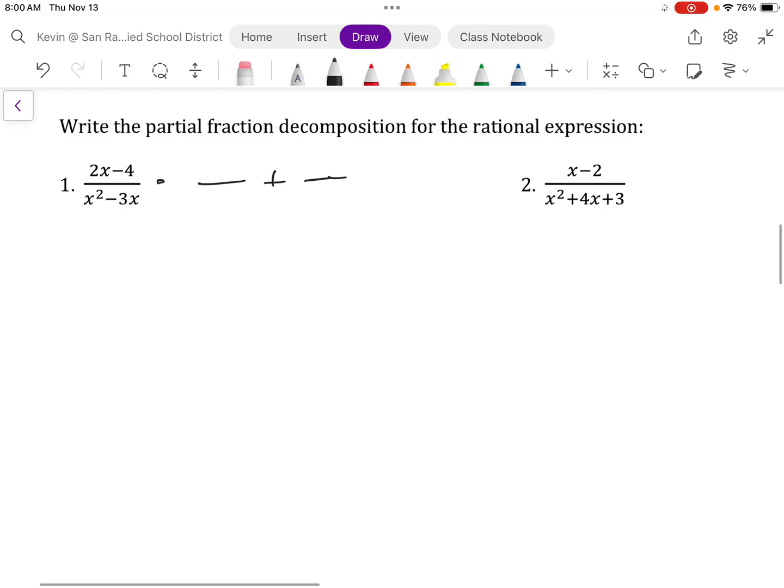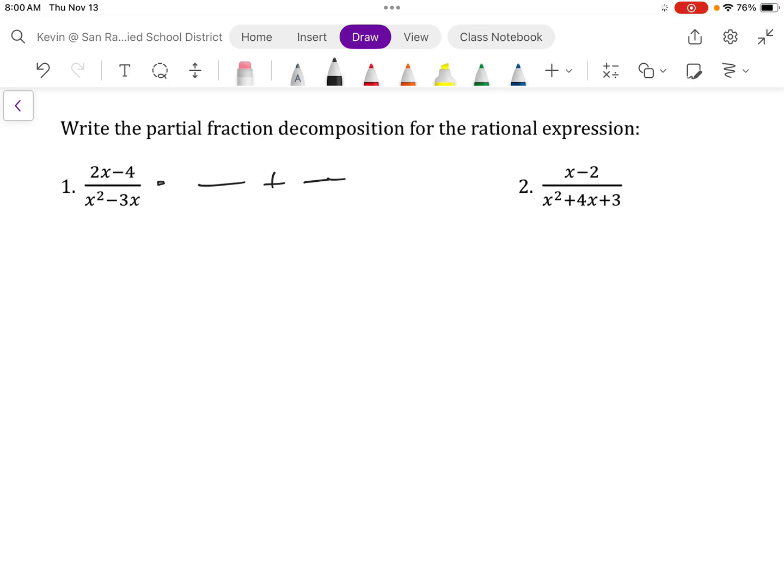So what we have here? This is going to be x minus 3, right? So this is going to be x minus 3, put a over a here. Okay, and we multiply both sides. Well, let me do it this way. We multiply both sides by these factors.